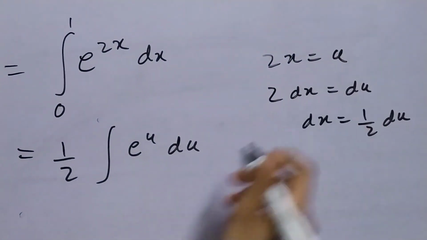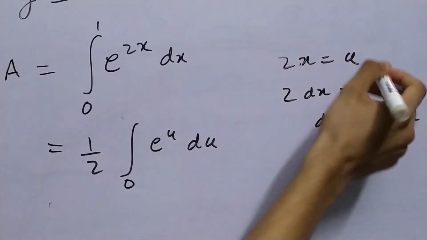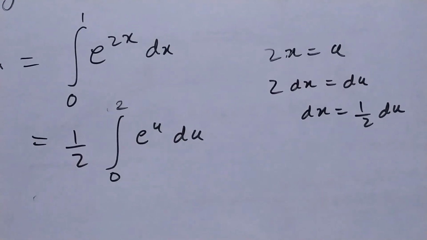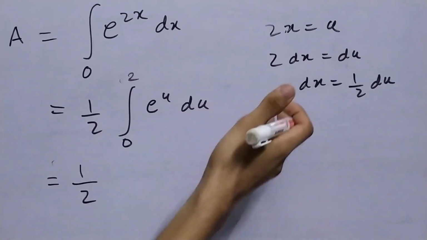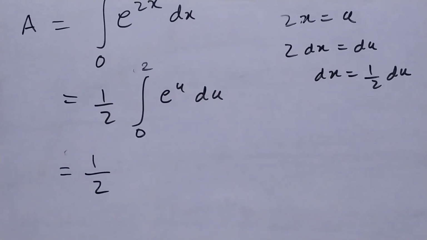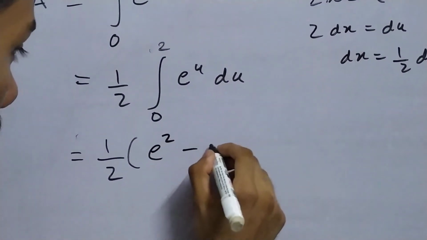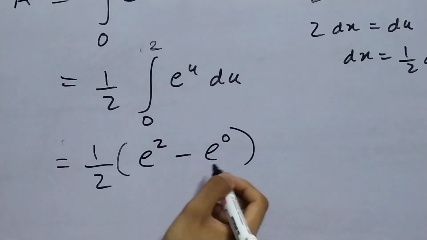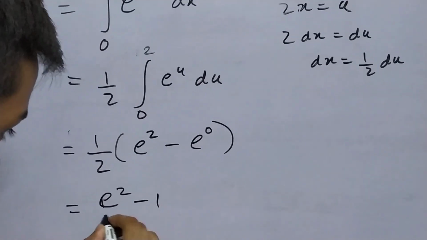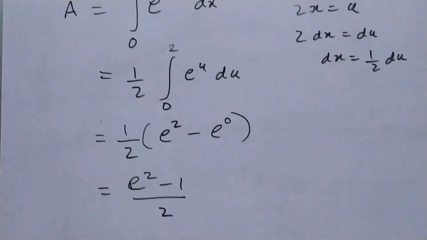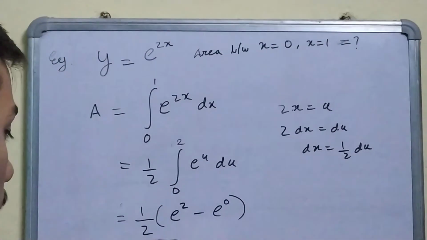So if x is equal to 0, u is equal to 0, and if x is equal to 1, u is equal to 2, and the integral of e to the u is e to the u. So from this we get e to the 2 minus e to the 0, and any number to the power 0 is 1, so you get (e square minus 1) by 2. So this is the area between x equal to 0 and x equal to 1.